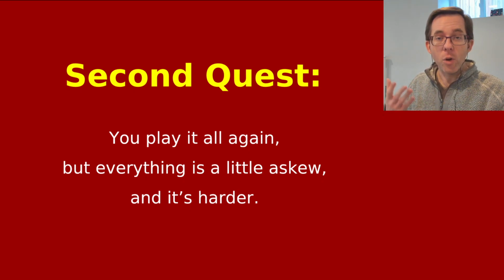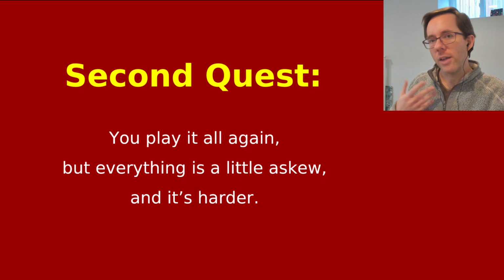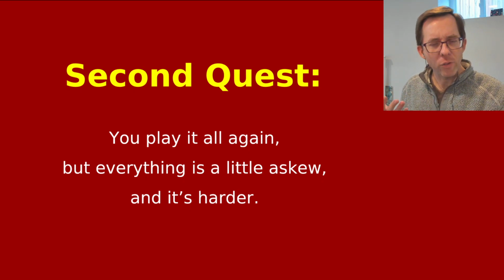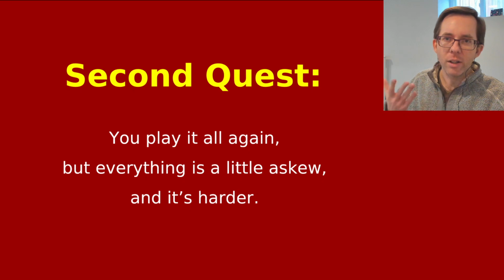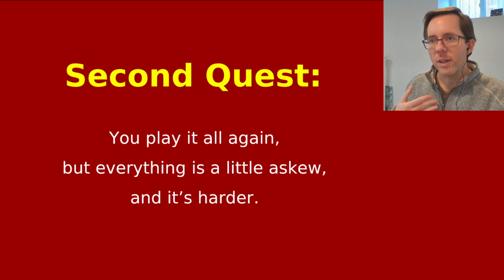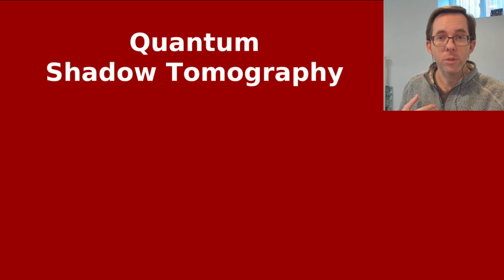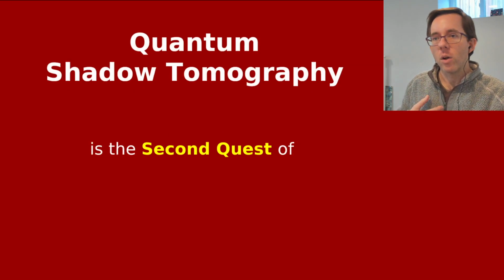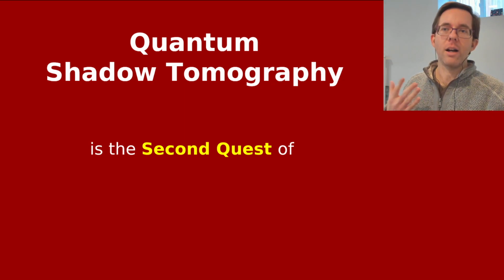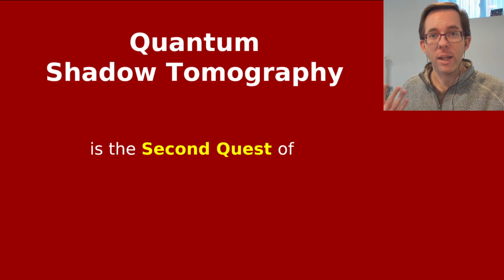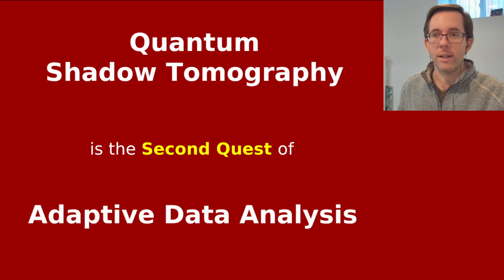It's like a lot of normal problems in classical learning theory or classical information theory, but you get to do them all over again in the quantum version, and they're a little bit different and a little bit harder, but it's fun. You get to do everything that you used to do in the classical world all over again. So I want to give you an example of this in this talk with the subject of quantum shadow tomography. And quantum shadow tomography is a cool topic, and it's exactly the second quest of a classical topic in learning and information theory called adaptive data analysis.